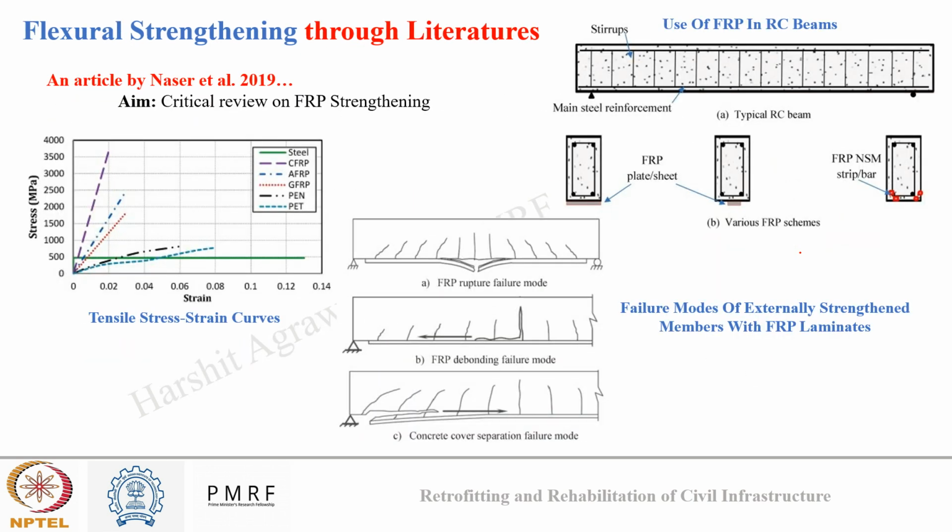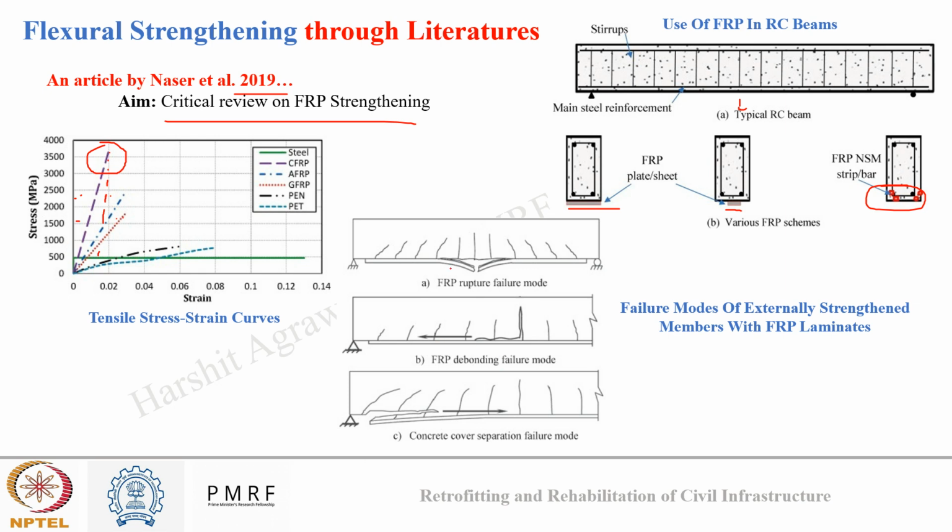Okay. This was a literature published in 2019, a very recent one, which did a critical review of FRP strengthening. They took a simply supported beam and showed that there can be three methods of FRP strengthening. It can be through plates or sheets, with complete coverage or in-between coverage, or it can be through NSM bars, near surface mounted bars. And they compared different types of FRPs with steel. You can see that, as compared to steel, CFRP gives the maximum stress limit, however it is stiffer, while my AFRP and GFRP give a lower stress limit, however they are more ductile compared to CFRP.